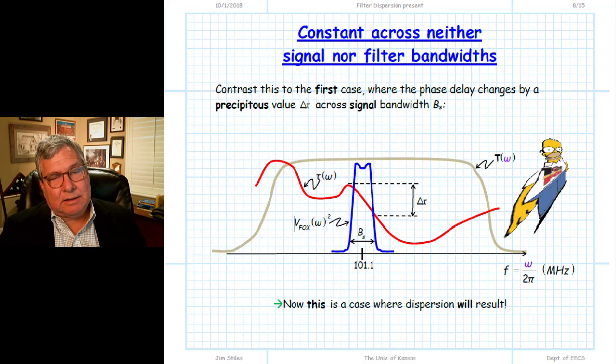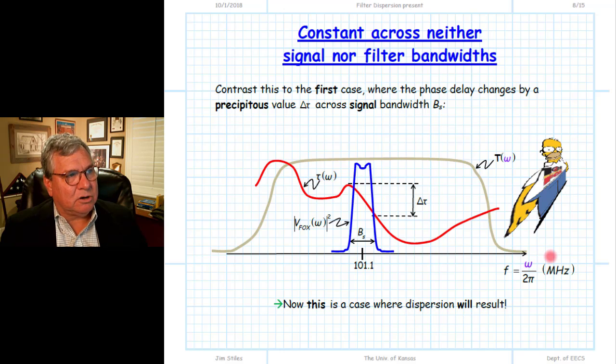So let's go back and look at the first example that we did, where this was the phase delay as a function of frequency across the filter bandwidth. And again, it changes across the filter bandwidth just like the previous example did. But in the first case, what we found likewise is the delay changed across the signal bandwidth, and that's the important thing. Again, the delay at a lower frequency is much higher than the delay at a higher frequency component. The delay changes as we move across the signal bandwidth, and that's what causes our dispersion. That's what causes our distortion.